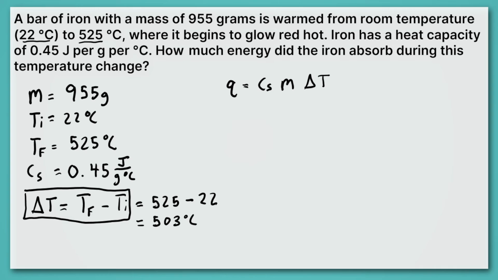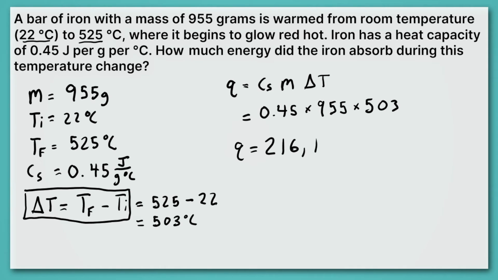Okay, on to calculating the energy required to warm up this iron. Well, we've already solved for Q, which is nice. So all we have to do is plug in our heat capacity, which is 0.45, times our mass, which we know is 955, times our change in temperature, which we just calculated to be 503. So we're going to multiply 0.45 times 955 times 503, which gives us a pretty big number, a lot of joules, 216,164. There's some additional digits, but we'll be rounding them off anyway.